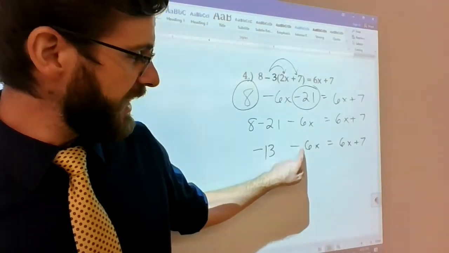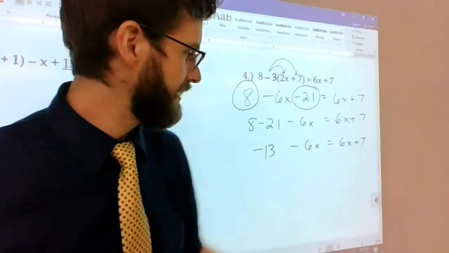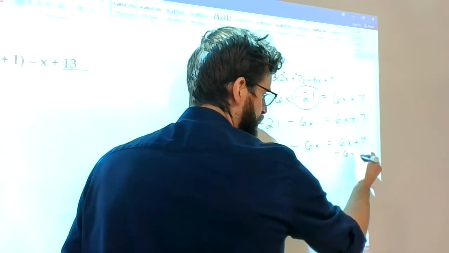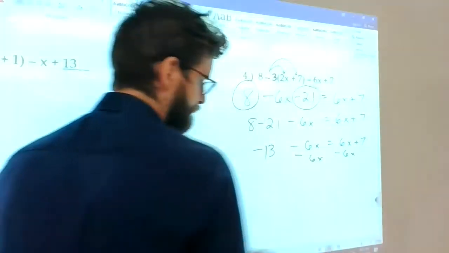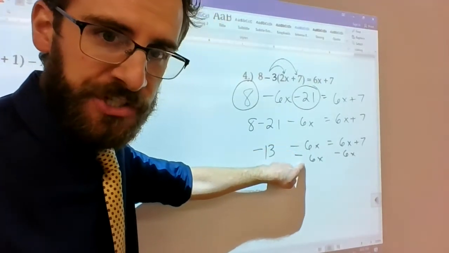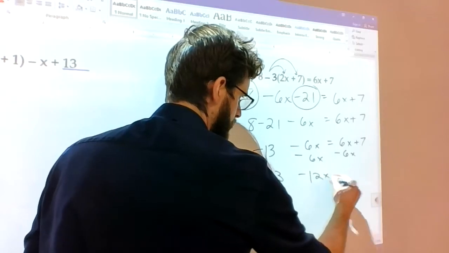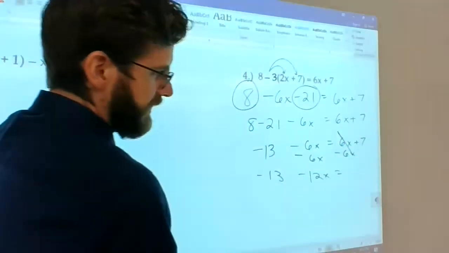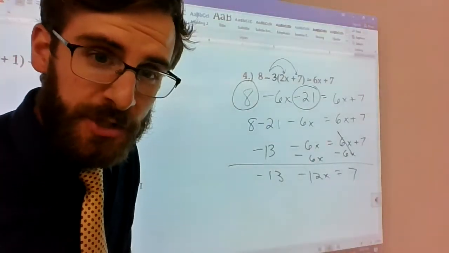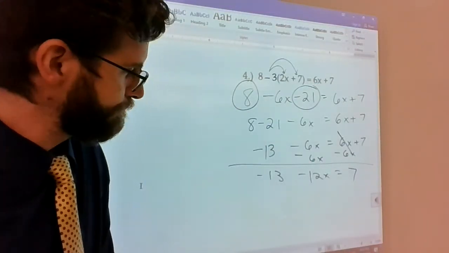That's a negative 6x and that's a positive 6x. They're not the same x's. In fact, if I subtract 6x from both sides, I get negative 6 minus 6, which is negative 12x, and that equals 0 plus 7. All right, so that's not a special case at all. That's just a random equation that needs to be solved for x.